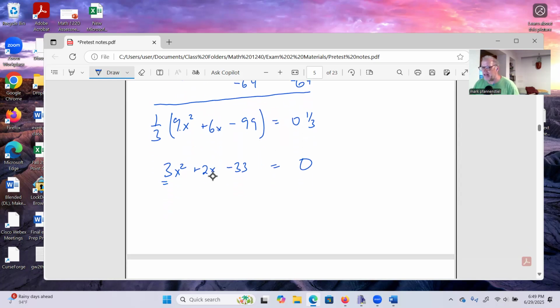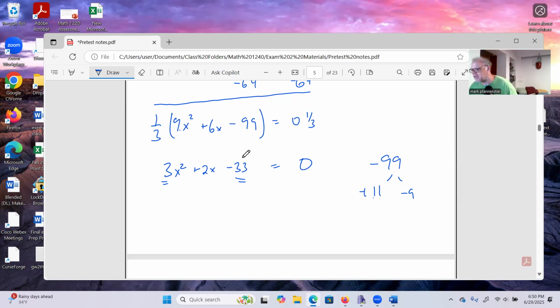Now, when I go ahead to use my AC method, we're going to have 3 times 99, which is 9 times 33, is a negative 99. Yep, negative. And I need this to add up to a positive 2. Oh, would you look at that? That's positive 11 and negative 9, which multiply out to negative 99, and add up to a positive 2.